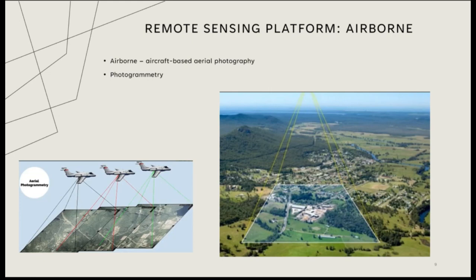Remote sensing platform: airborne. These are aircraft-based aerial photographies, and it kind of invented the discipline of photogrammetry. Low altitude aircraft typically fly below altitudes where supplemental oxygen or pressurization is needed. So that's 12,500 feet above sea level. They are good for acquiring high spatial resolution data limited to a relatively small area.